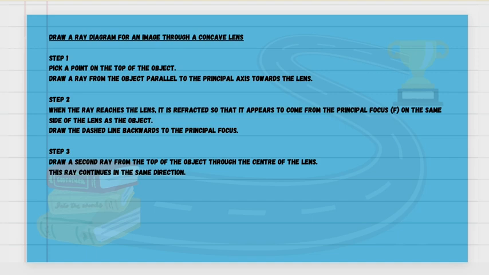Step 2. When the ray reaches the lens, it is diffracted so that it appears to come from the principal focus on the same side of the lens as the object. Draw the dashed line backwards to the principal focus. Step 3. Draw a second ray from the top of the object through the center of the lens. This ray continues in the same direction.